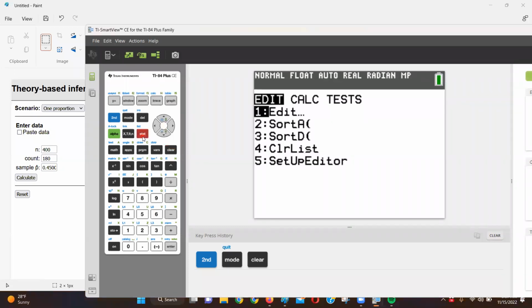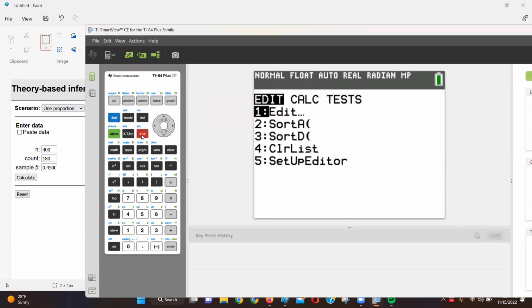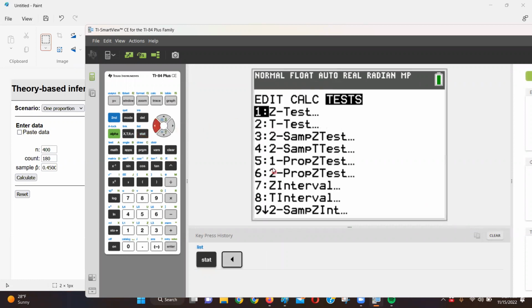So press your stat button. Actually, let me clear out this key press so you can see that. Okay, so I'm going to press stat, and then I'm going to arrow over to test. And you're going to see you got all these tests, and you just got to come down to the correct test. And this is a one prop z test. And in chapter 9, you'll do one prop, two prop z tests, and two sample t tests.